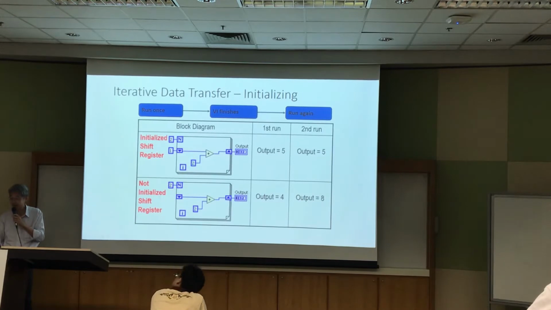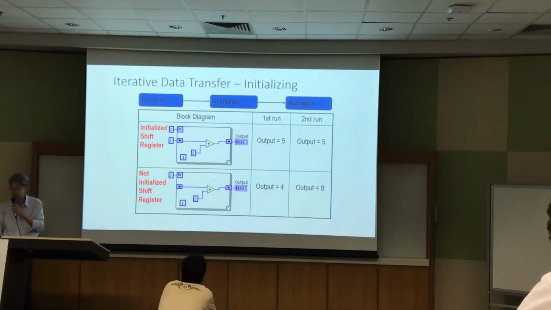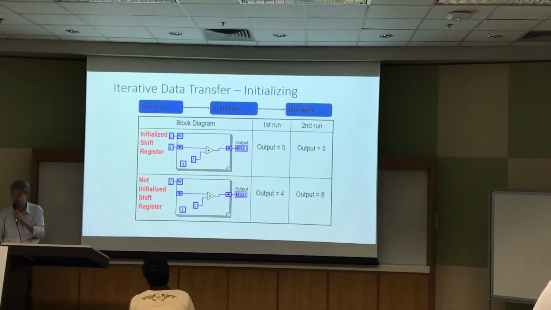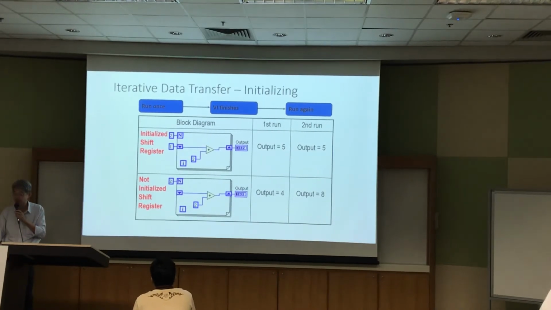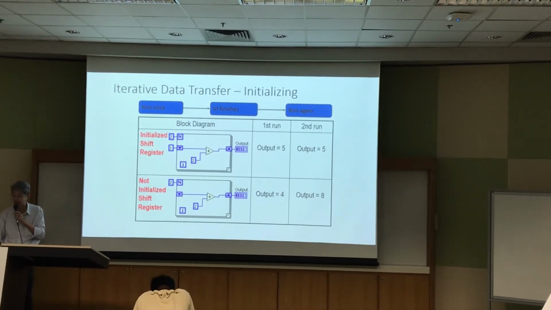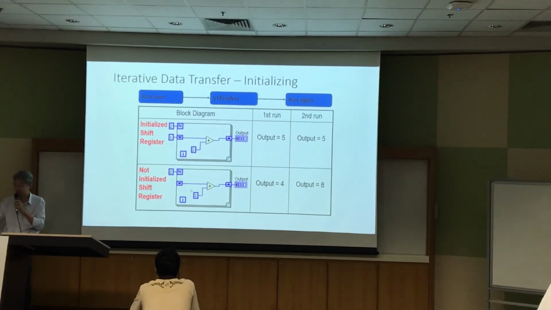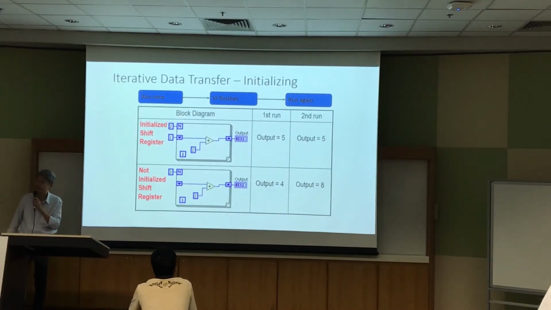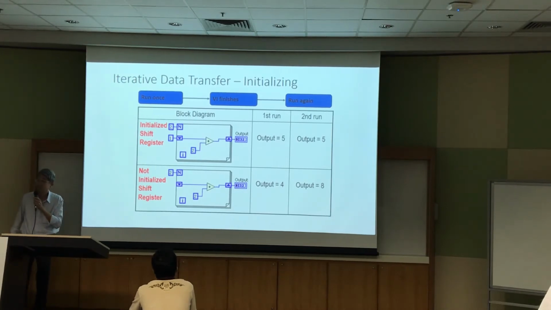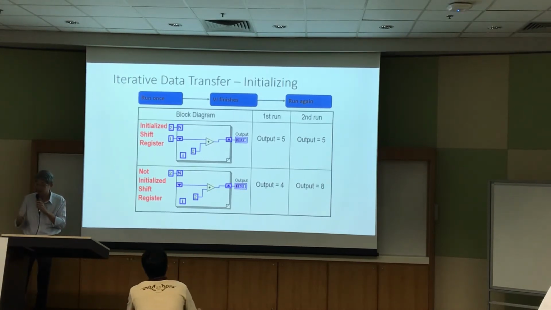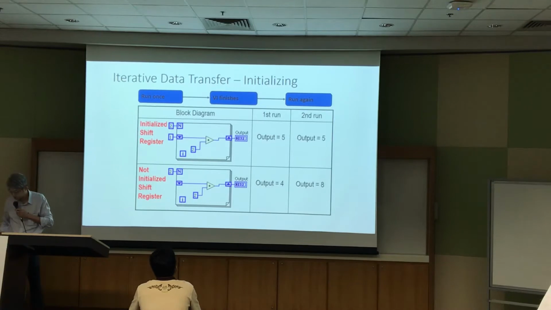But the second time it runs, it's no longer 0. It was the result of the last run, which is 4 in the first case, and continues to increase to 8 in the second run. And then it continues to increase. You can see 4, 8, probably the next number is 12, and 16, and so forth. Okay? So bear in mind, this is the case when you don't initialize your shift registers.